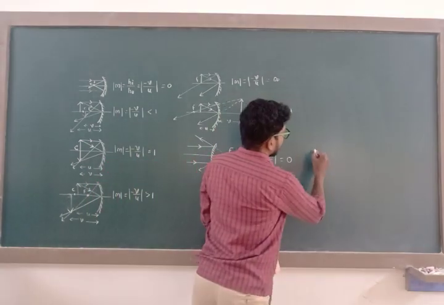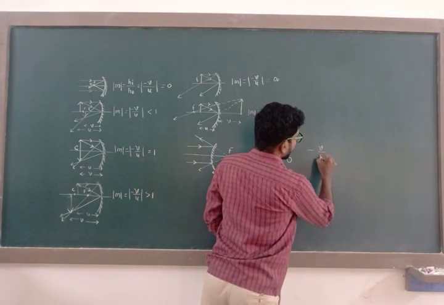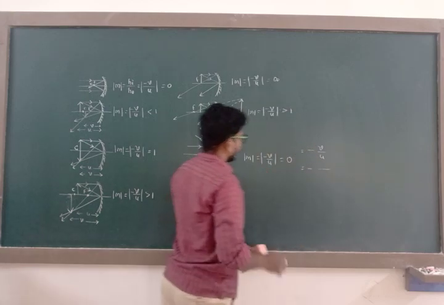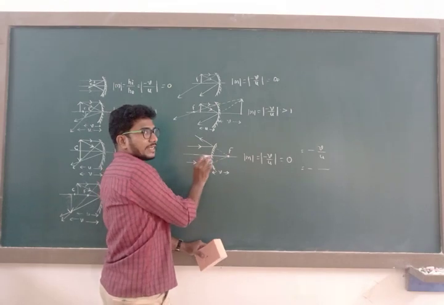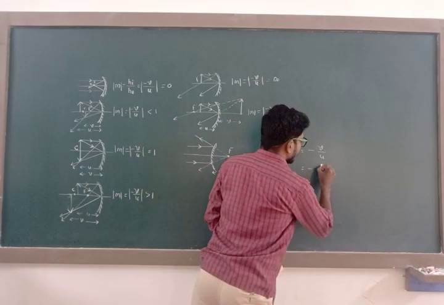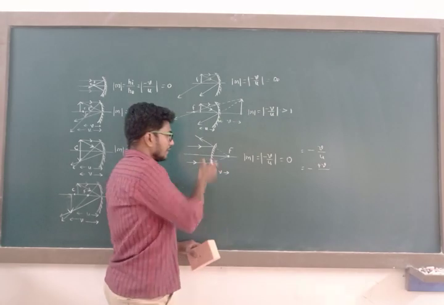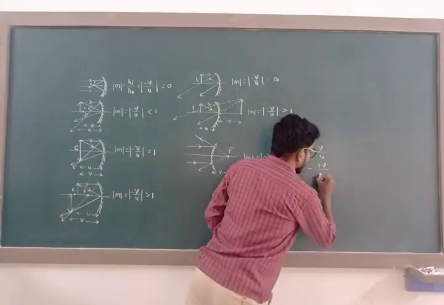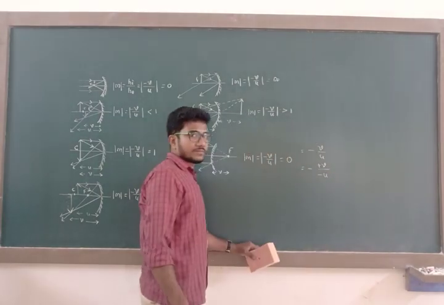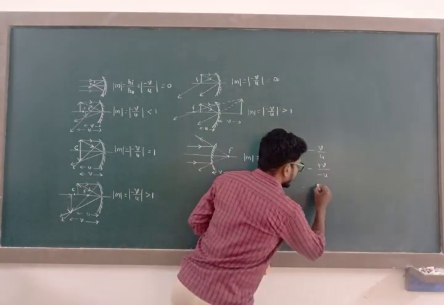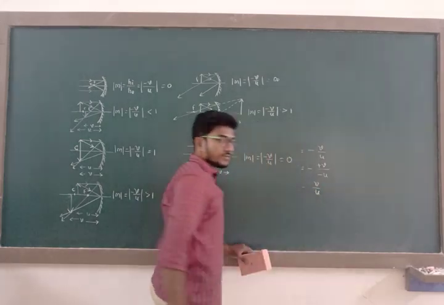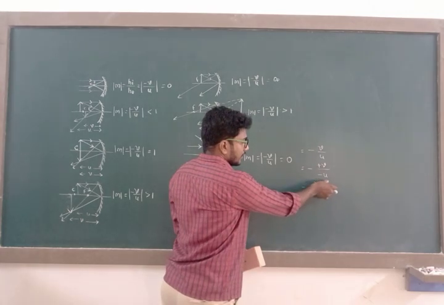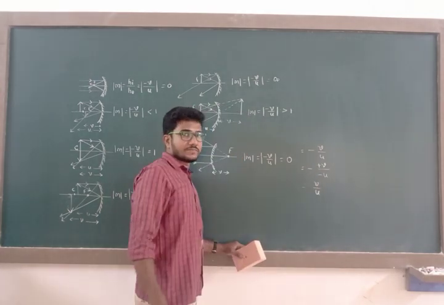See here, minus V divided by U, this is equal to minus, this measurement is in the direction of incident light, therefore this is in terms of positive sign. This measurement is in the direction opposite to incident light, therefore U is in terms of negative sign. This is equal to plus V divided by U. This plus V divided by U represents nature of the image is virtual and erect.